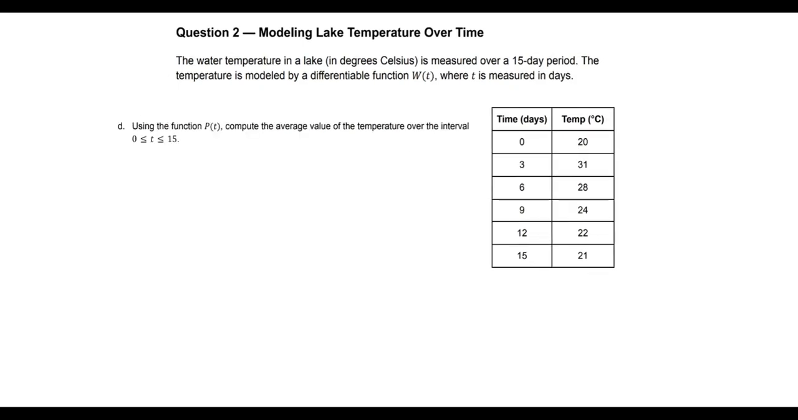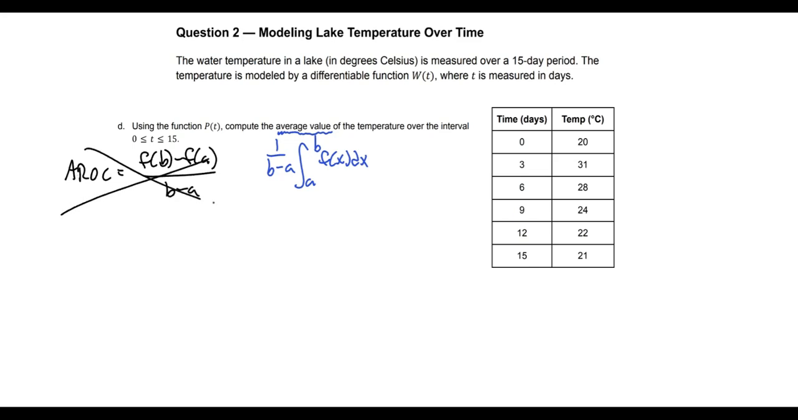Part D says, using the function p of t, compute the average value of the temperature over the interval. Now, this is the average value, so you want to make sure that you're using the correct formula here. The average value formula looks like this. You don't want to use the average rate of change formula. I've seen students do this. They will see the word average and immediately fill in the rest in their heads and use this. Not true. Average value is what we're doing here.